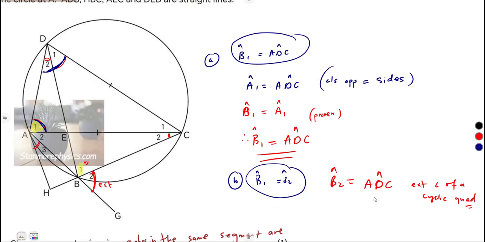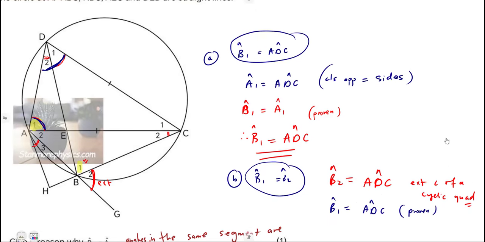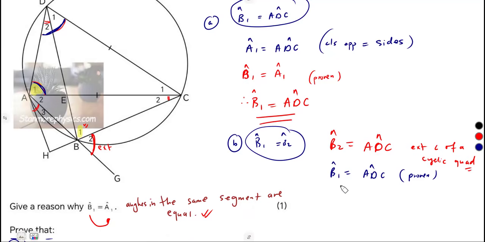But before we talked about ADC being equal to AB1. We proved that one before. Angle B1 is equal to ADC. From what we talked about, we already proved this before. So if B1 is equal to ADC, but the same ADC is equal to B2, so therefore B1 and B2, they are the same. Angle B1 is equal to angle B2, just like that.